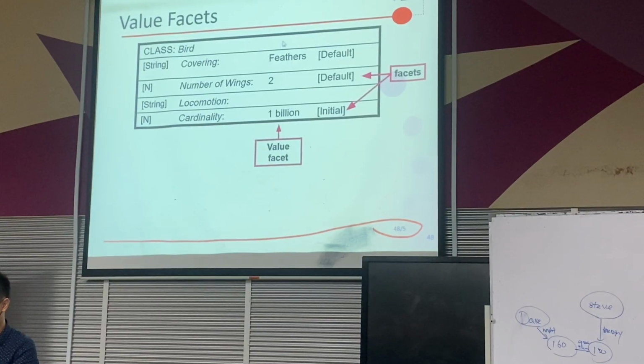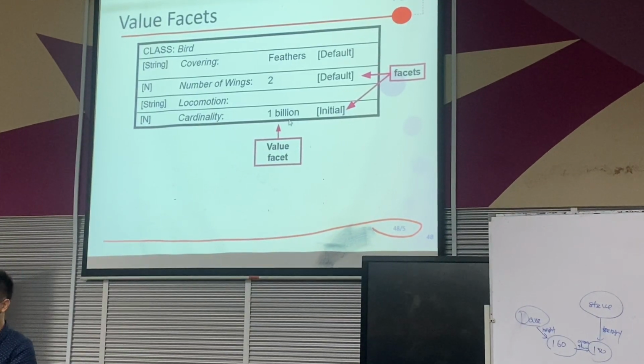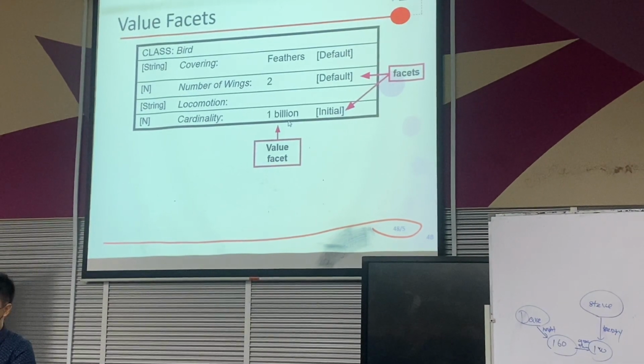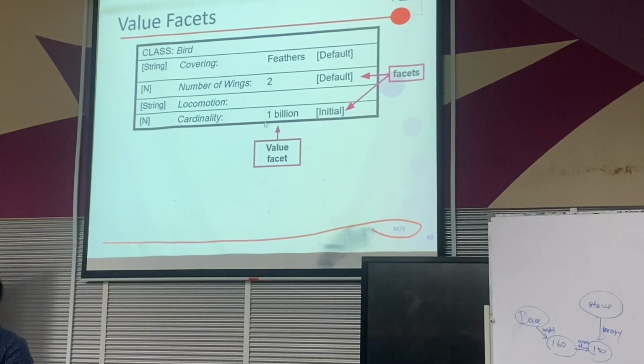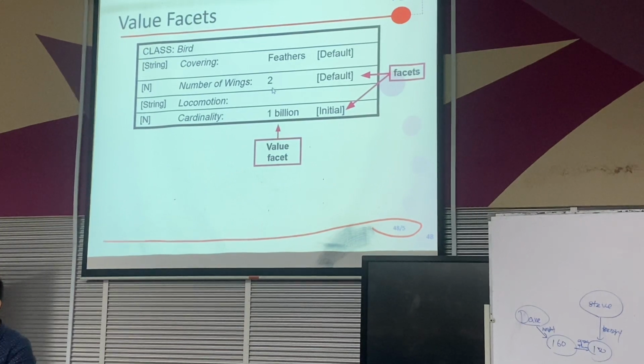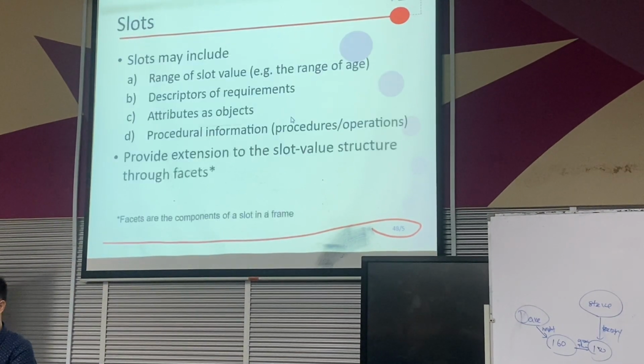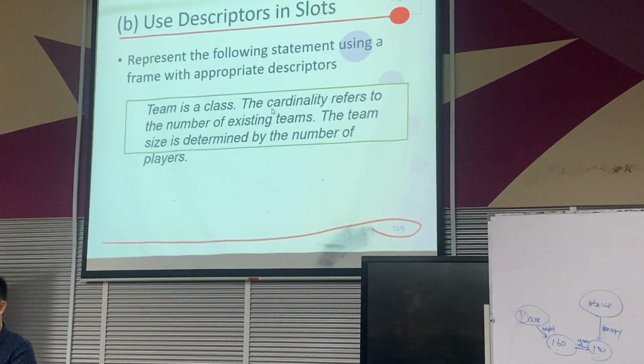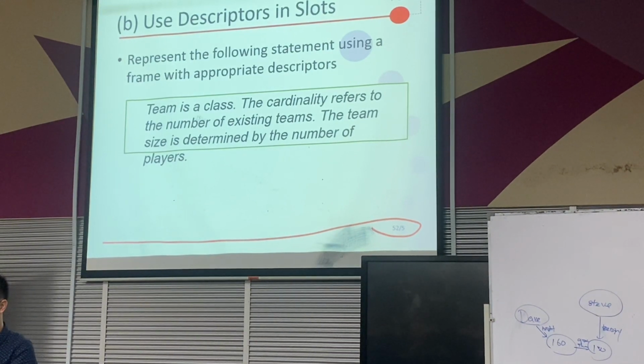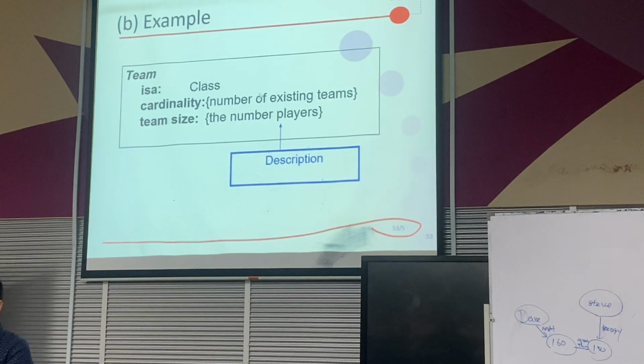Okay, so in a slot you can do many things. You can put the value. Okay, if you don't have the value here, for example 1 billion, you can leave it blank. Otherwise you can also add a description. For example, in this case, if you don't have a value, you can also add a description for the particular attribute. For example, team. Team is a class, the cardinality. Okay, so you can also add the description here if you don't have any value.